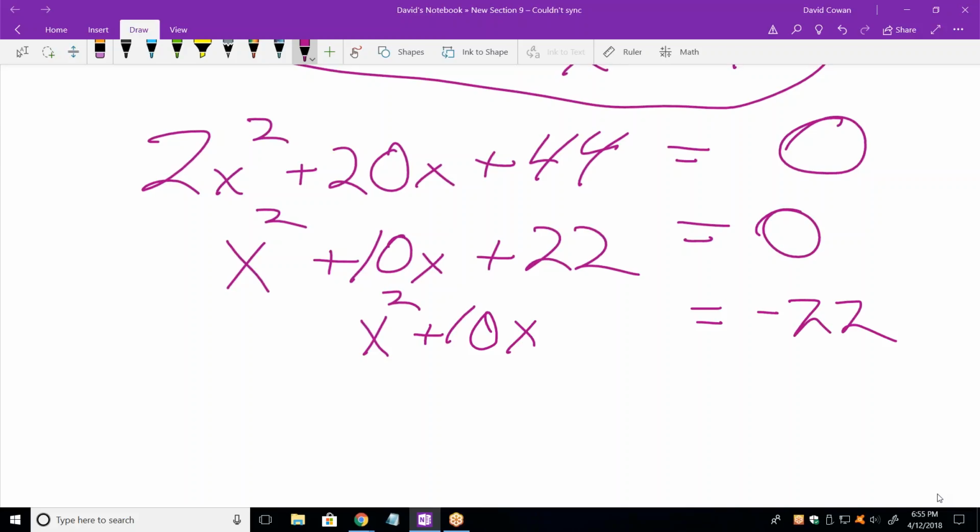Going to put parentheses there. I haven't changed anything. Everything's the same from there to there to there. All right. Now complete the square inside the parentheses.